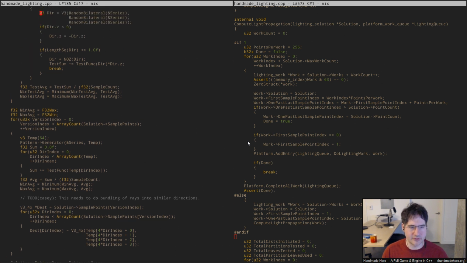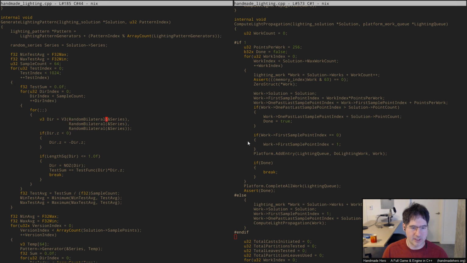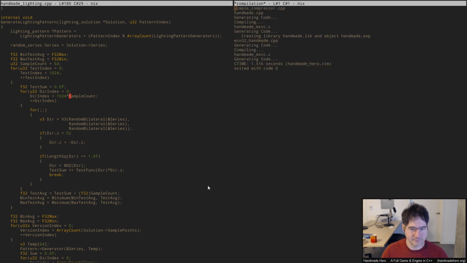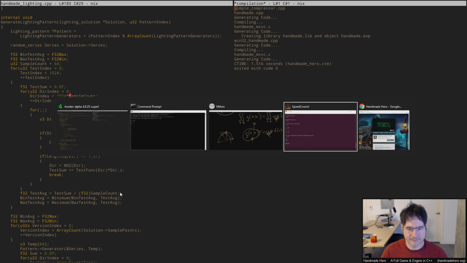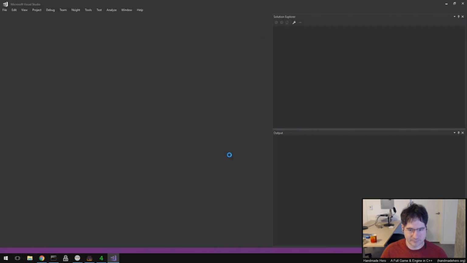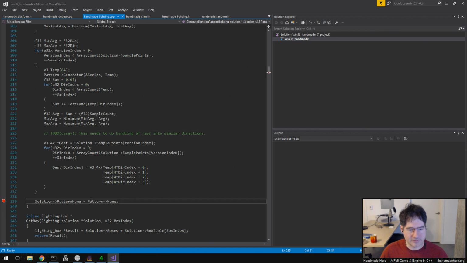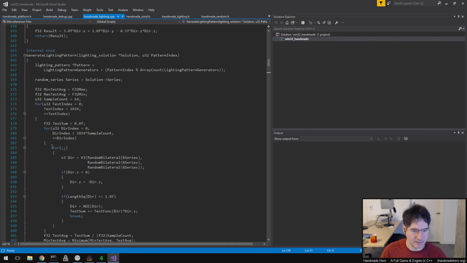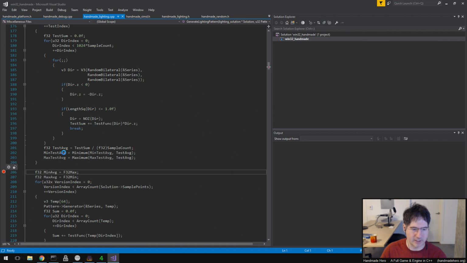What I'm going to do first, if you take a look here, this is the random bilateral samples. I want to see what happens with the minimum maximum testing if we just crank up the sample count really dramatically here, and take a look at what the average is at that point. So in this sample count here, I'm going to just crank it up massively, like so. And I want to see if this converges. And this is just taking random samples, sampling a pattern of randomness and looking at what the minimum and maximum averages are.